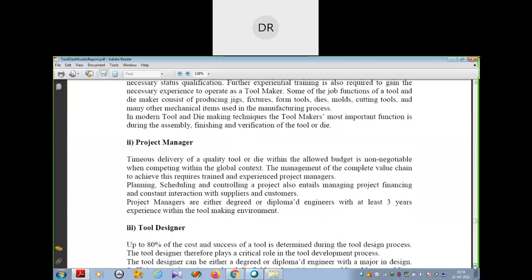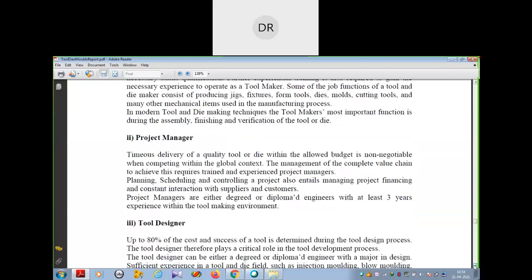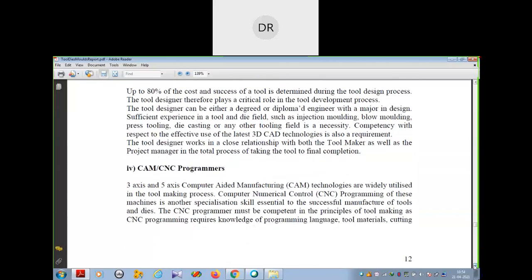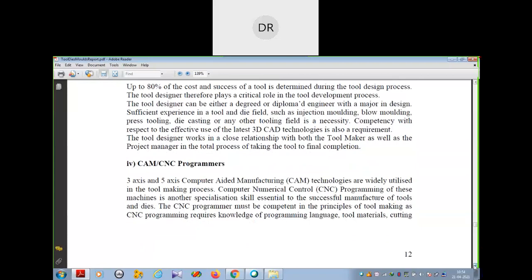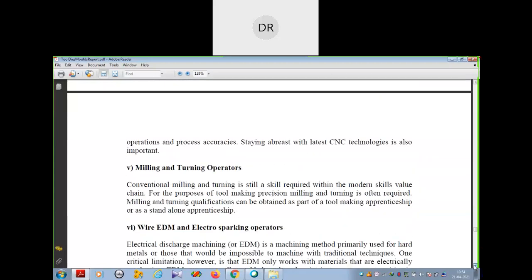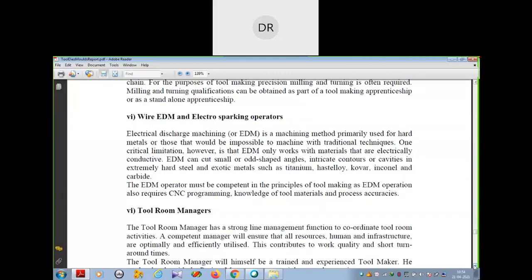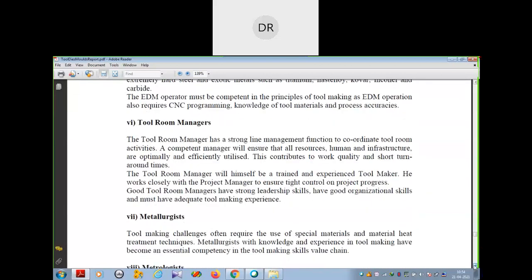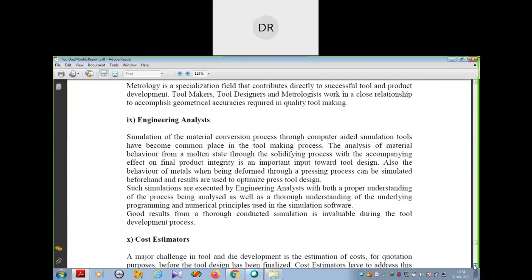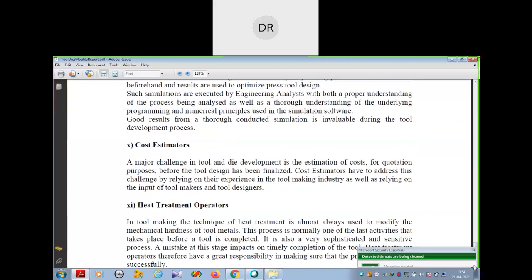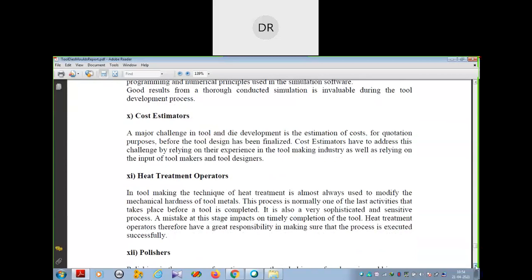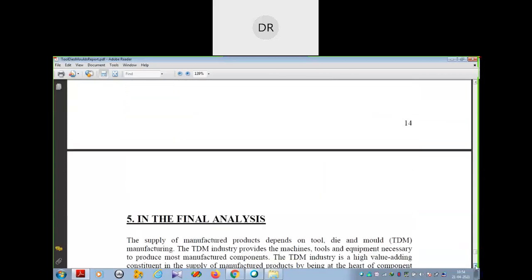Then project manager, then tool designer, CAM and CNC programmer, these are some important roles. Next one, milling and turning operators, wire cutting and electro-sparking operators, tool room managers, metallurgist, metrologist, engineering analyst, cost estimators, heat treatment operators, polishers. Okay.